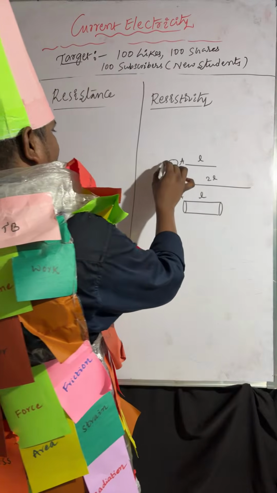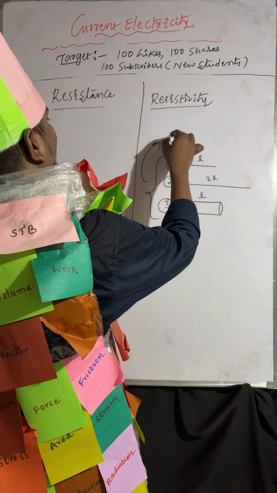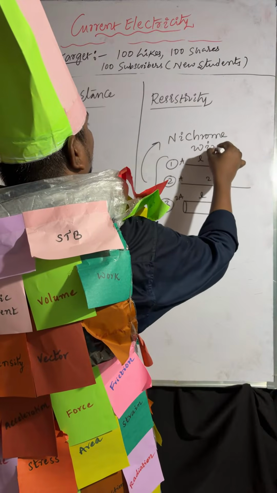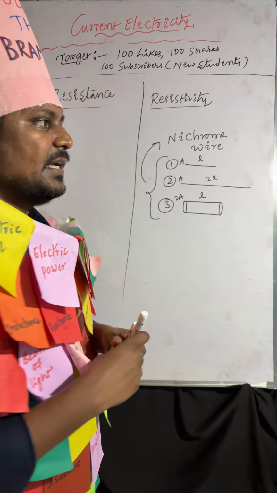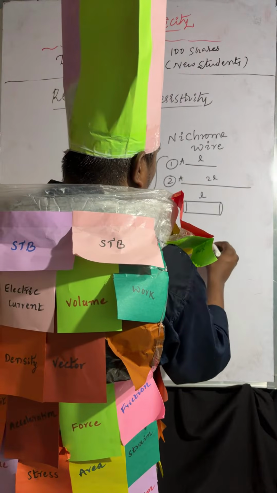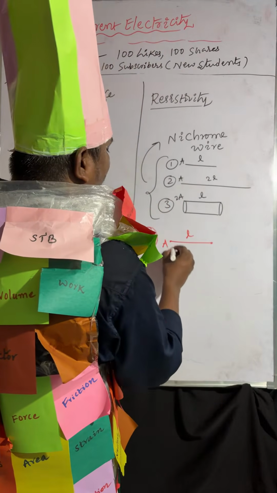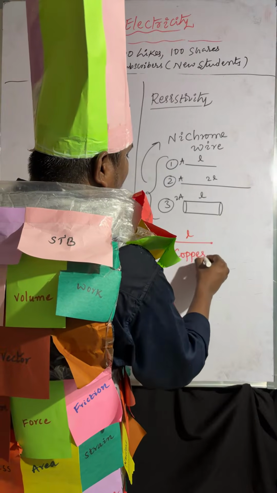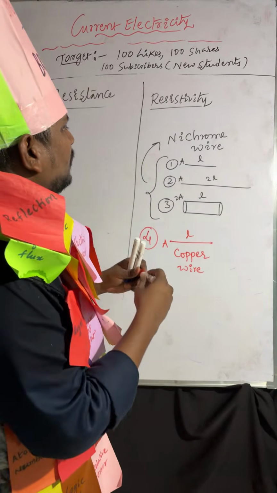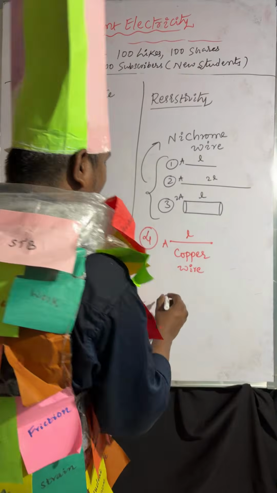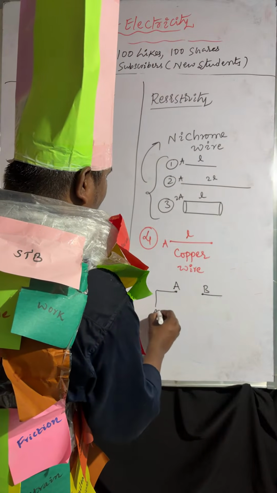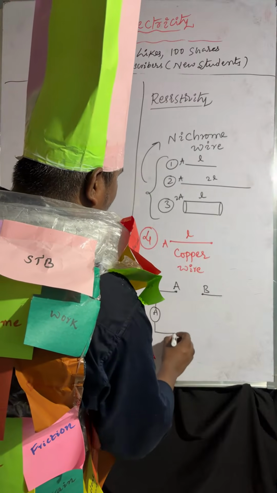And in these three cases, I am taking nichrome wire. Yes or no? Coming to the fourth case, I am taking the copper wire. Length L, area of the cross section A, copper wire. Okay. So I hope you understood the concept. I am taking this as A and B. In between that you have to connect all these four cases, current.